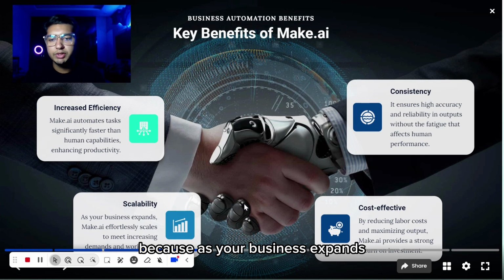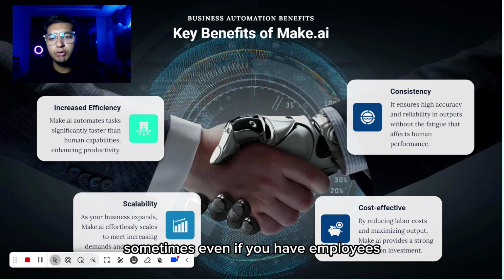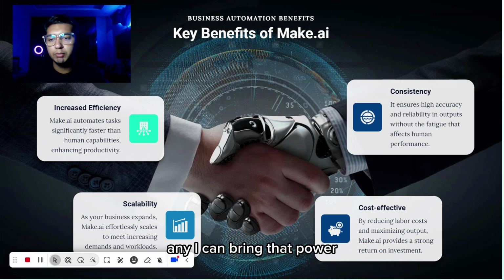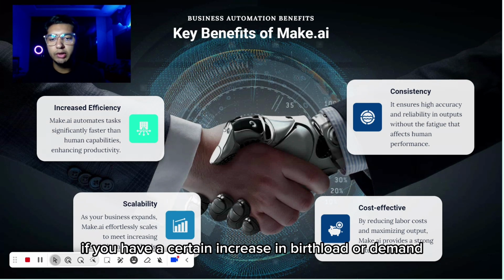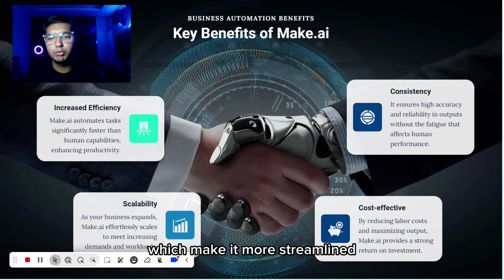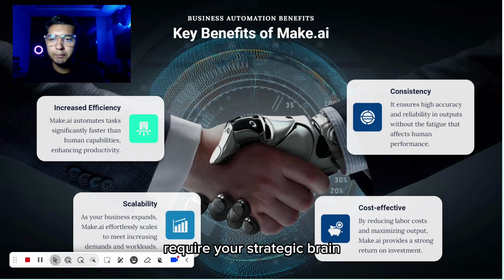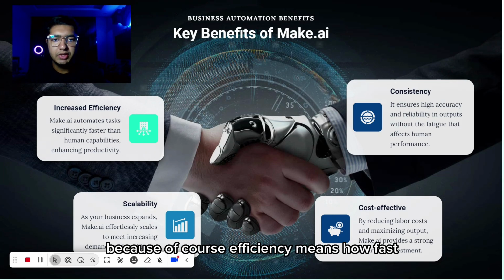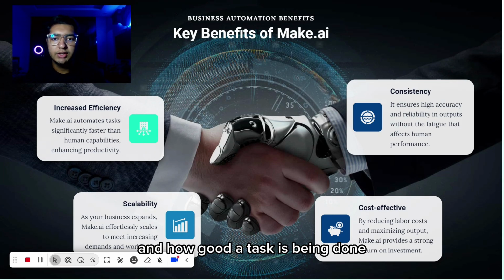Scalability, because as your business expands, sometimes even if you have employees, you're going to need much more power, and automation and AI can bring that power. So if you have a sudden increase in workload or demands, you can automate basically your backend processes, which makes it more streamlined and easy for you to work and focus on areas that actually require your strategic brain. And the last one is increased efficiency, because of course, efficiency means how fast and how good a task is being done.